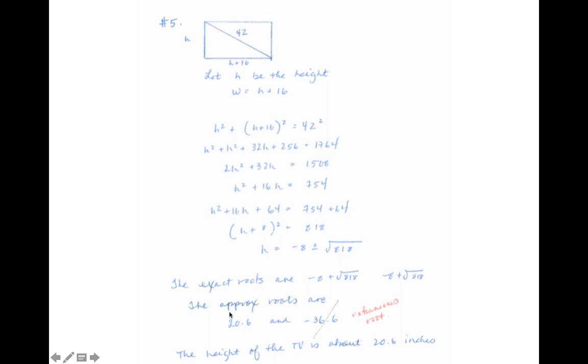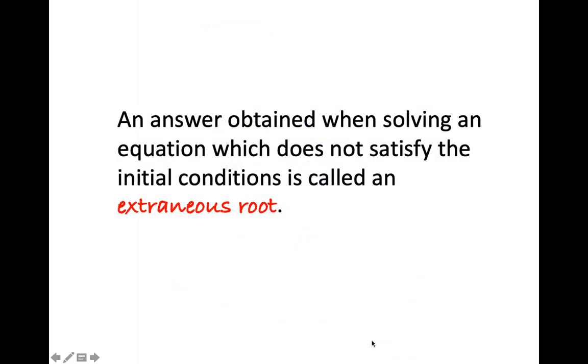Now in this one, we get two answers, 20.6 and negative 36.6. This is what we call an extraneous root, because even though it is truly a root of this equation, in the context of our question, there's no such thing as negative length, so we say that it makes no sense. Okay, the height of the TV is about 20.6 inches. Just to clarify once again, an answer obtained when we're solving an equation which doesn't satisfy the initial conditions, in other words, it doesn't make sense, is called an extraneous root.